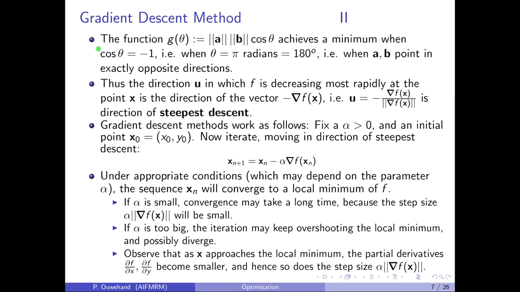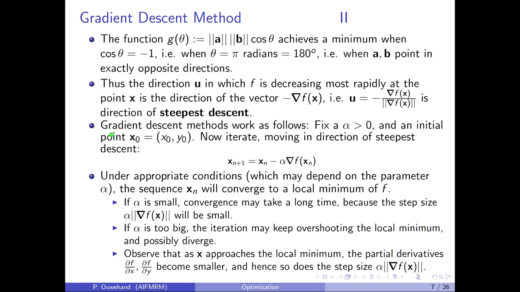Now observe that the function g of theta, defined to be the length of A times the length of B times the cosine of the angle between them, achieves a minimum when cosine of theta is a minimum, in other words when cosine of theta is equal to -1, which happens when theta is equal to pi radians or 180 degrees, in other words when A and B are vectors which point in exactly opposite directions. Thus the direction u in which f is decreasing most rapidly is exactly opposite to the direction of the gradient. In other words, it's in the direction of the negative of the gradient. In other words, the unit vector u is just minus the gradient divided by the length of the gradient. We divide through by the length of the gradient to make it a unit vector.